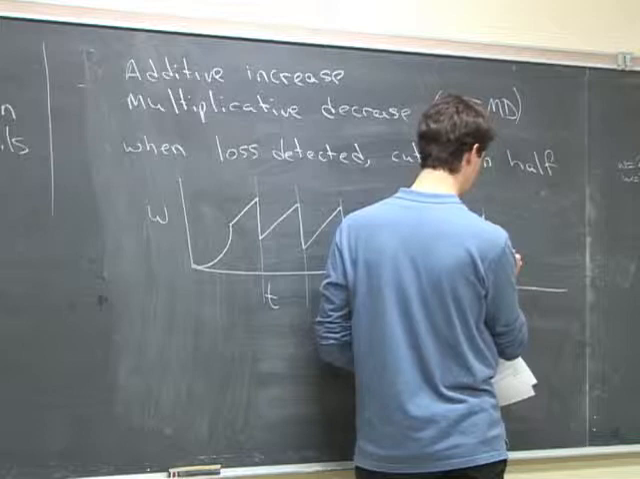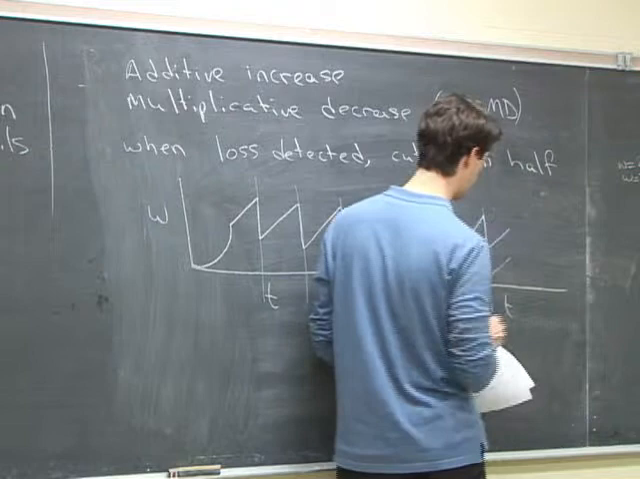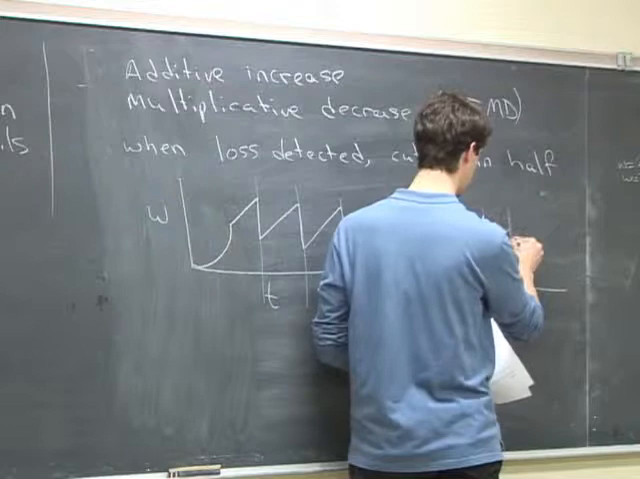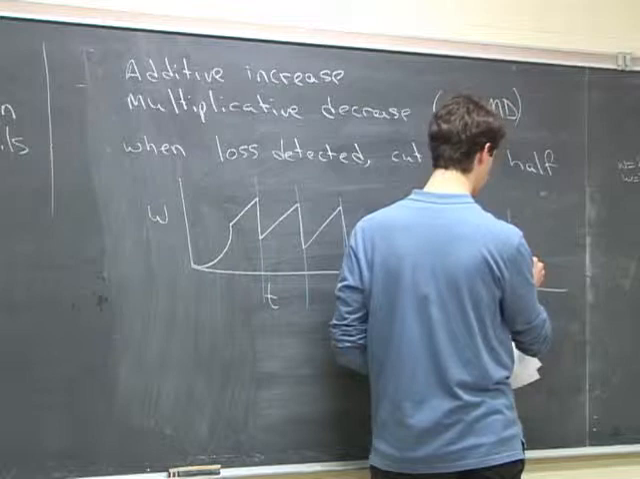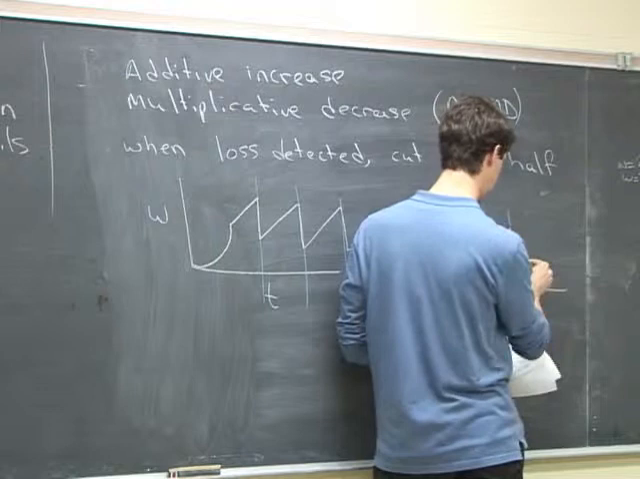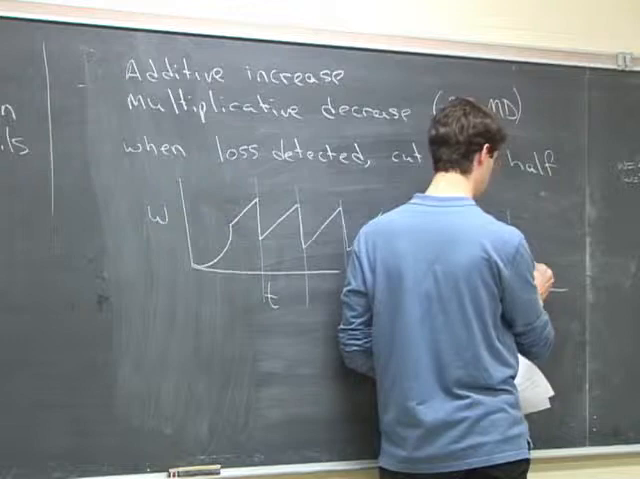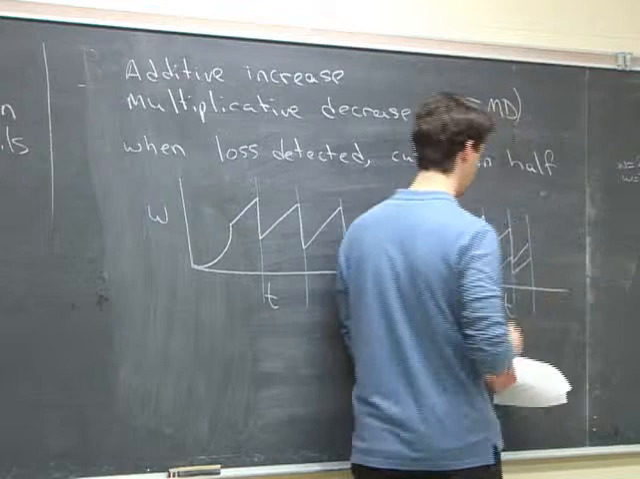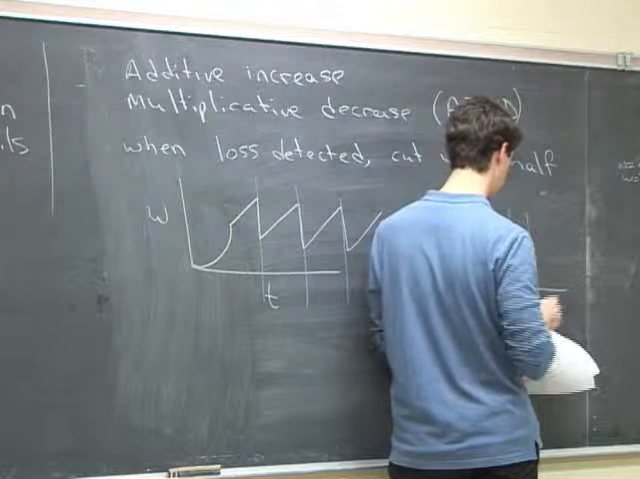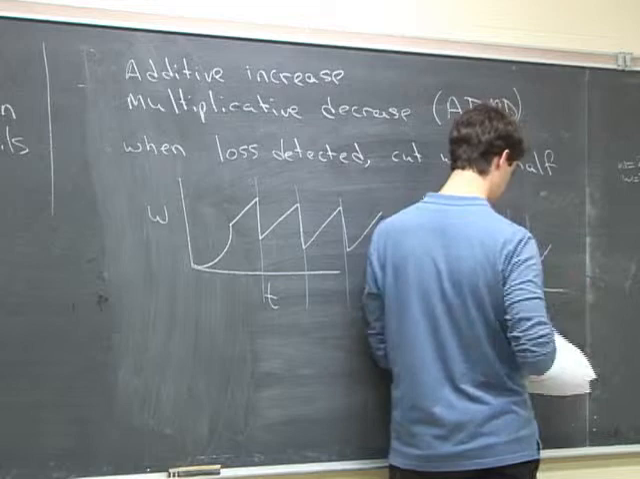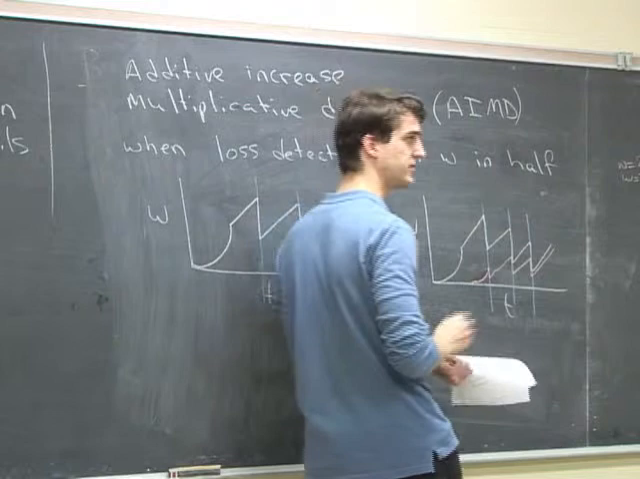So we keep building at the same rate, and now we've gotten to the point again where the network's congested, and we have a packet loss. So they both cut their window size in half. Okay. And they keep sending. And they have another packet loss. So they cut it in half again. And so forth. So you can see that pretty quickly here, they're converging to the exact same rate, right?